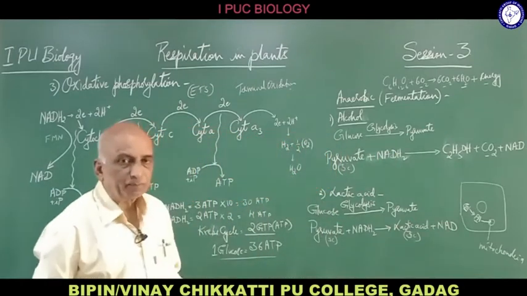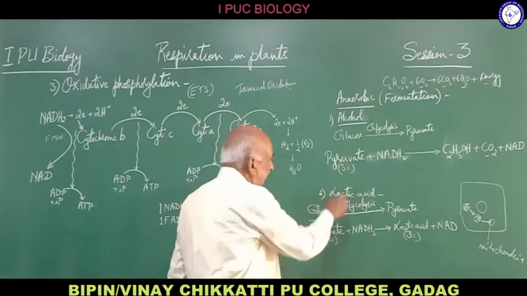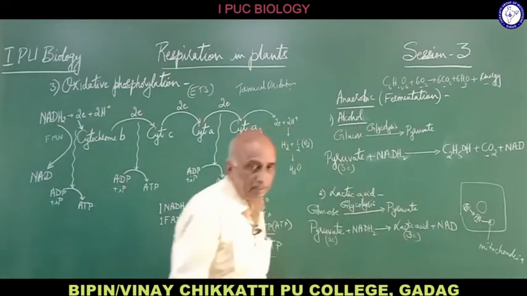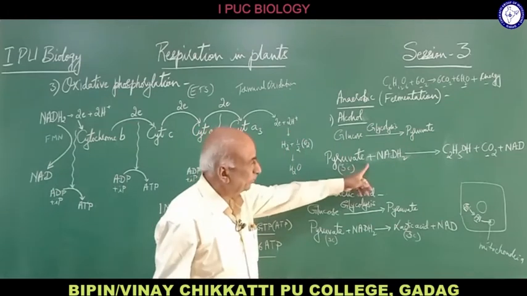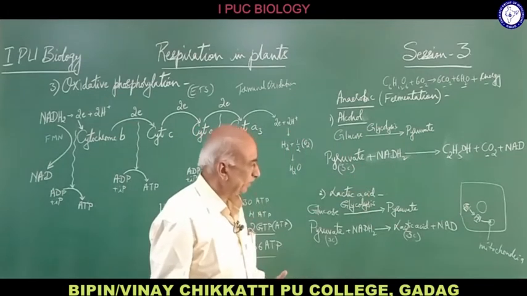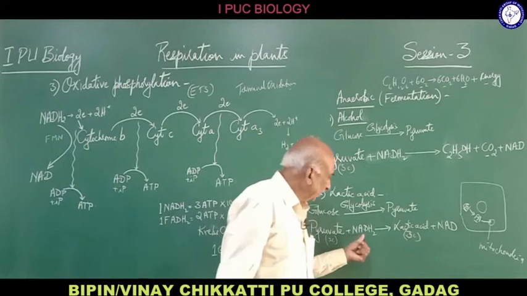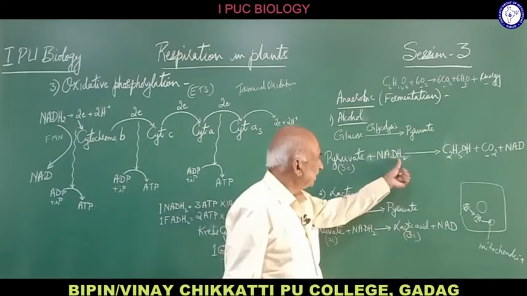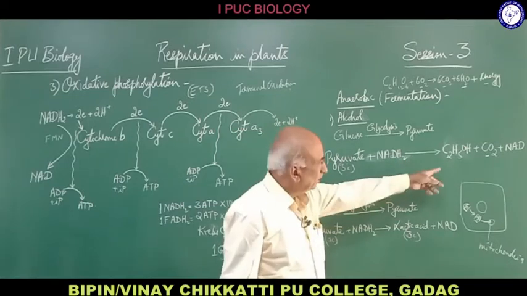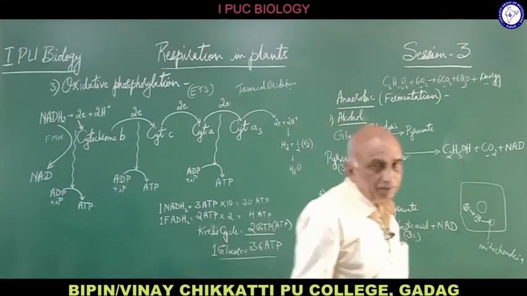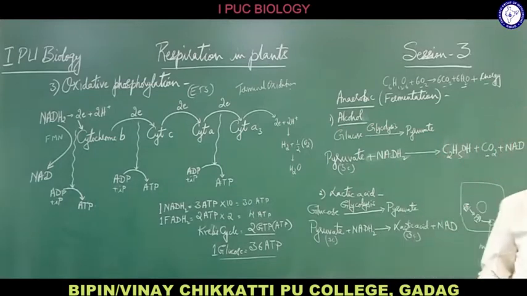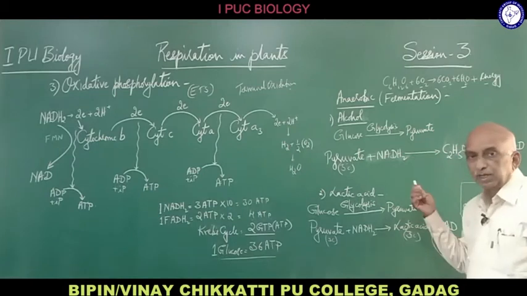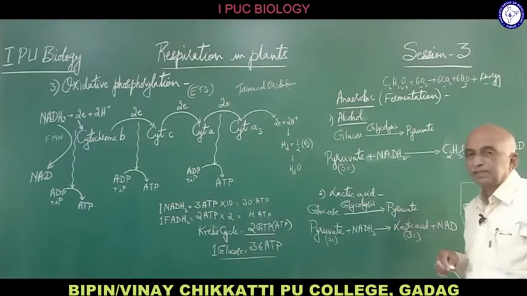This is also a 3-carbon compound. There is no decarboxylation. So the only difference between these two is that here there is decarboxylation, and here there is no decarboxylation, that means there is removal of carbon dioxide in one and no removal in the other. When there is only reduction, the end product will be lactic acid. If there is reduction and decarboxylation, the end product is alcohol. So based on the end product, there are two types of fermentation, alcohol fermentation and lactic acid fermentation.